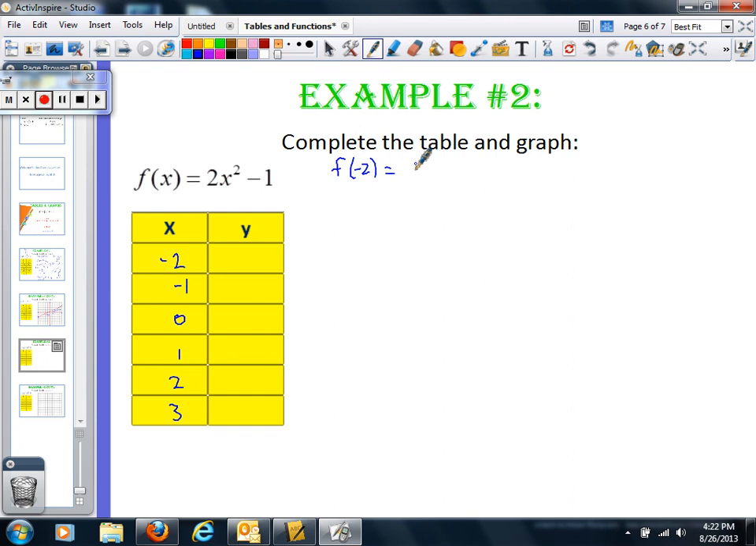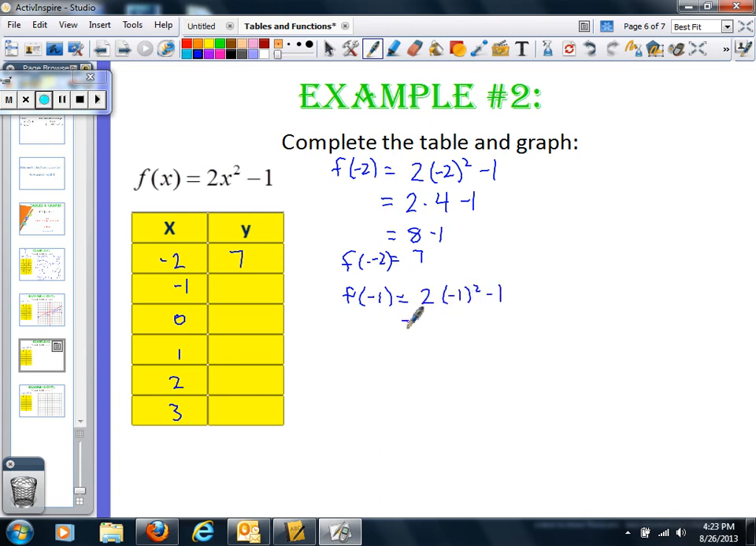So this is -2, which gives you 2 times -2 squared minus 1. -2 squared, that's 4 minus 1. This is 8 minus 1, which is 7. Okay, and that was f of -2. Now you have f of -1. You have 2 times -1 squared minus 1. This is 2 times 1 minus 1. That's 2 minus 1, which is 1.